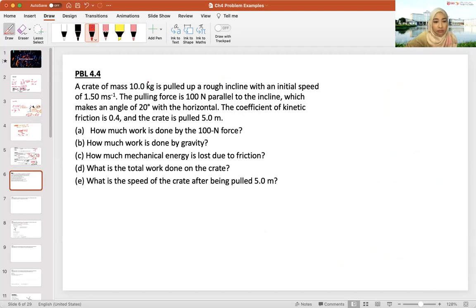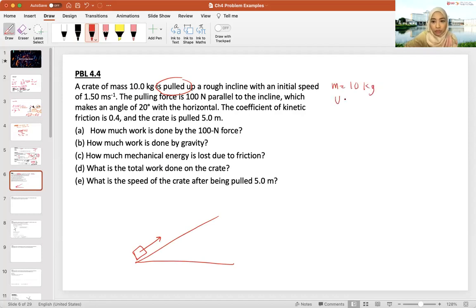Okay, so a crate of mass 10 kilogram is pulled up a rough incline. So we know that it is pulled up a rough incline. The mistake that I made last time was I did not notice it was being pulled up. I thought it was going down. So it actually is being pulled up. Okay, so the mass is 10. Let's write that here. 10 kilogram.